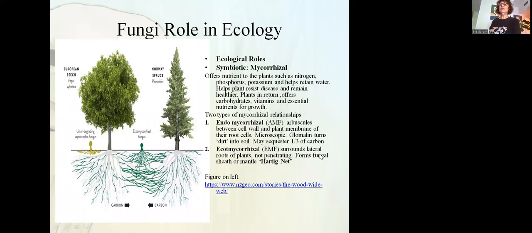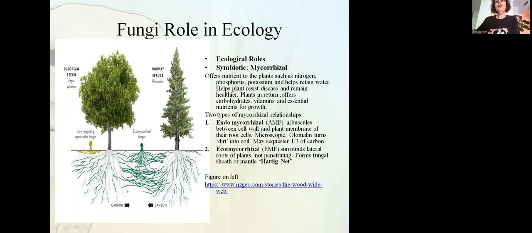Ectomycorrhizal relationship: ecto means out, as you know. It surrounds the lateral roots of plants and doesn't penetrate like the endo do. They form a sheath called the Hartig net. And the mycorrhizal mushrooms are the ones you see popping out, like the muscaria we saw earlier, popping out from the soil. And underneath, the mycelium has a relationship with the trees.